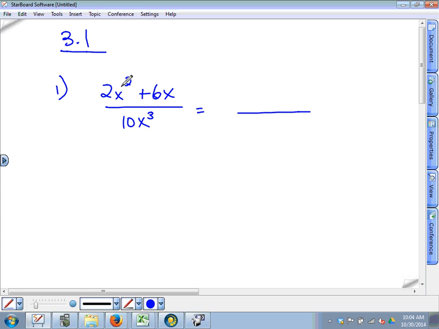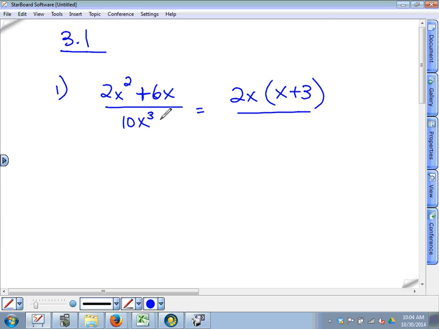I saw a lot of people try to expand this into like 2 times x plus 6 times x. That's okay to do that, but then you can't just cross off bits and pieces of this numerator, because this plus sign connects the 2x squared to the 6x. They've got to stay together, unless you can factor something out. So if you factor out a 2x, that leaves x plus 3.